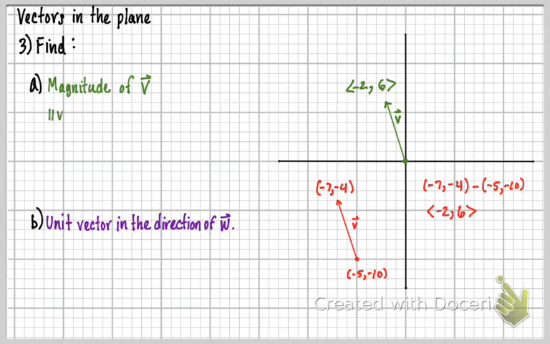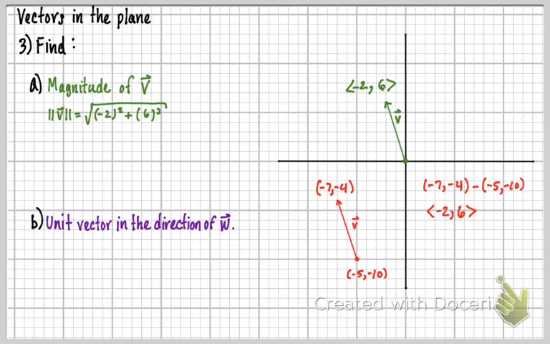Sometimes we can see a double bar here for this, and that means magnitude as well. So this is going to be the square root of negative 2 squared plus 6 squared, all square rooted. So that's essentially what that's going to be to compute that.